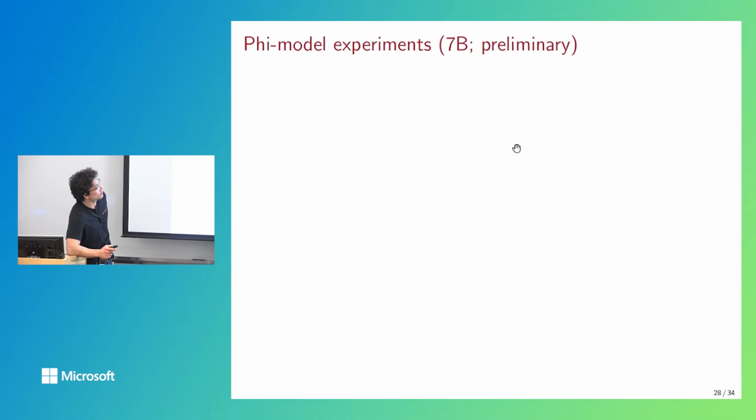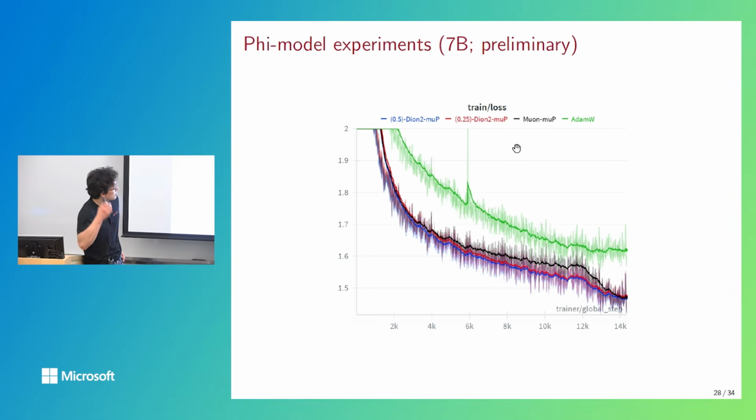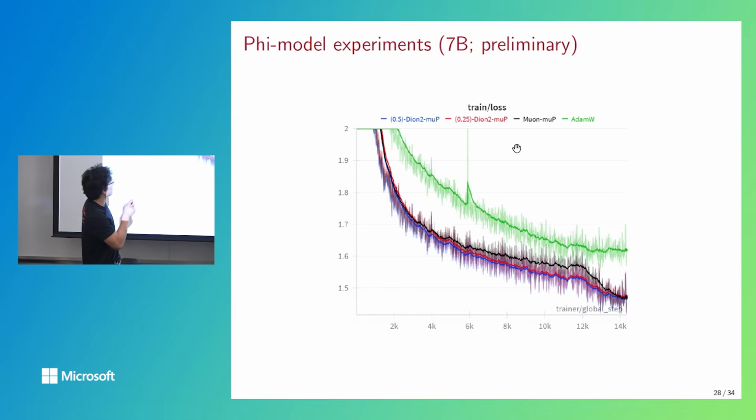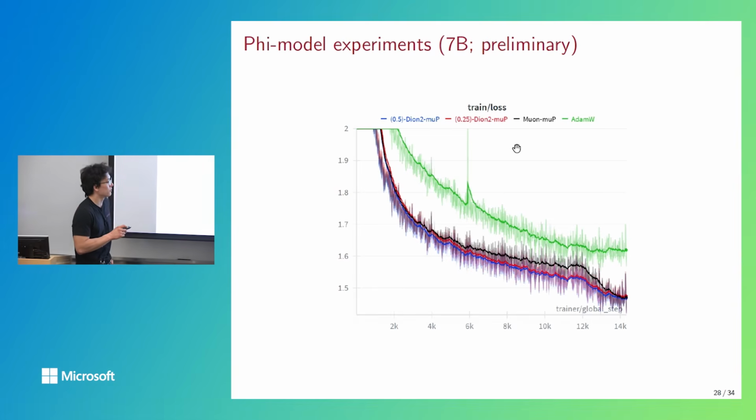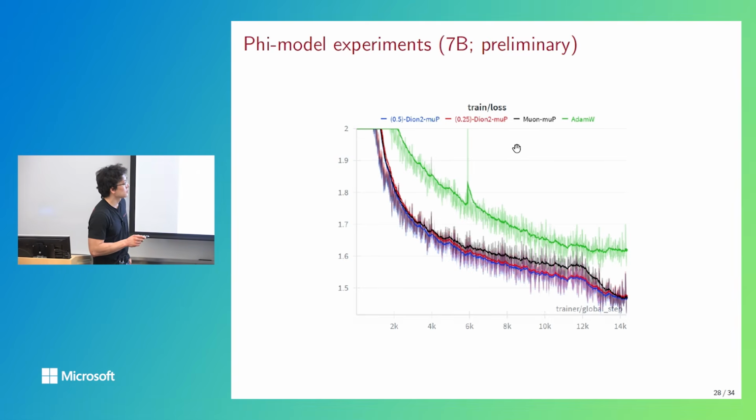Let me show you some of the experiments that we did when we were incorporating Muon and Dion to the Phi model series within Microsoft. For the 7B model, these are some preliminary experiments we did. Compared to Adam, which is in green, and Muon, which is in black, Dion was doing very competitive performance. It seems like the approach is valid across different scales.